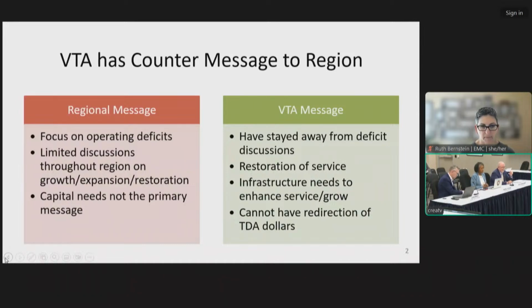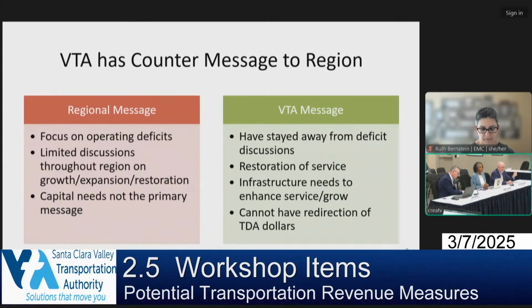So the message that was being delivered then, just in context, the regional measure was more about operating deficits, and it was really not much about capital. Our message was more, not so much on deficits, but about restoration of service, infrastructure we need, and that ultimately we don't want to see a redirection of TDA dollars. That was kind of the message that we were sending, a little bit different than what the rest of the region was.